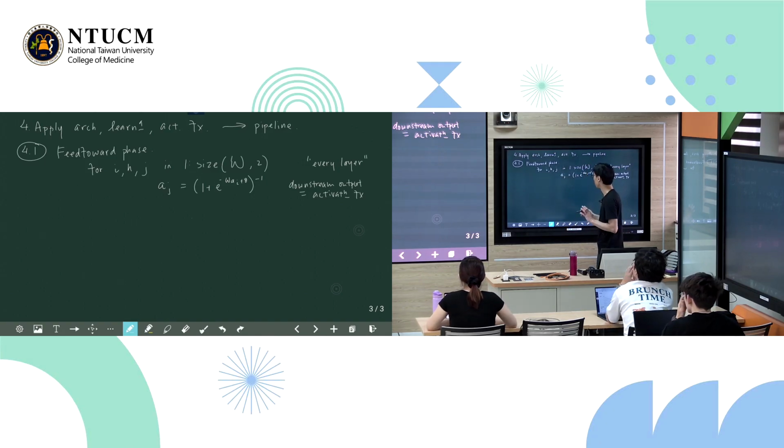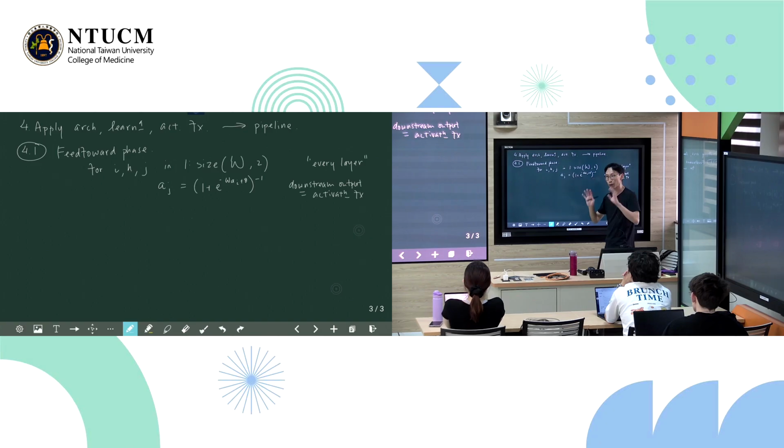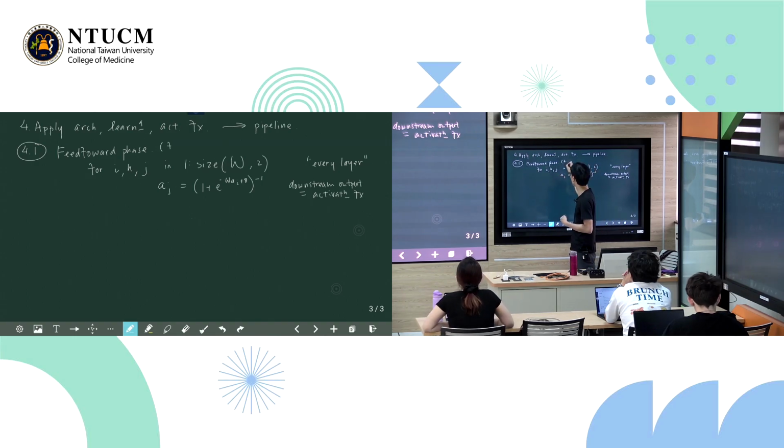All right, so in the feed-forward phase, for every layer, we are going to make the downstream layer's activity equal to the upstream layer's activity multiplied by their weights, applying the sigmoid function. Not very difficult to understand, but you have to be clear that that's what we're going to do first. Simple. So this is the feed-forward phase, which is forward propagation.